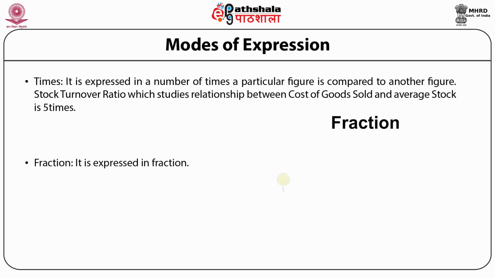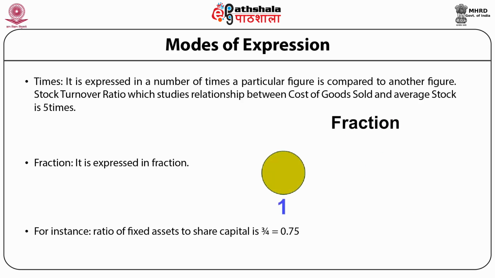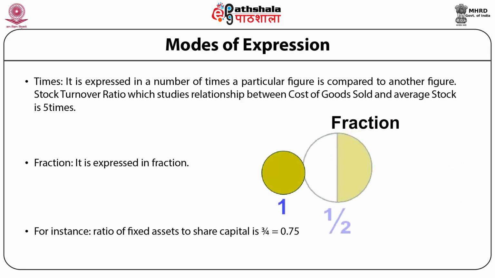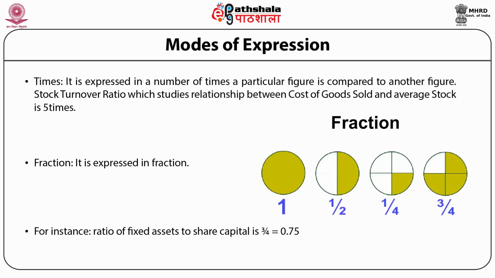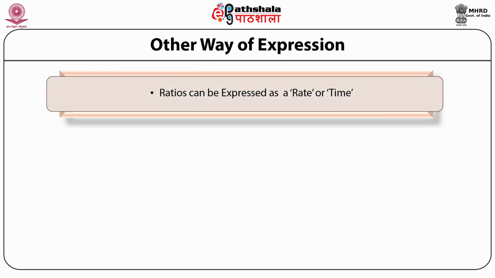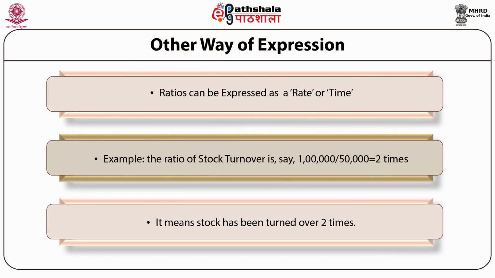Next, fraction. For instance, the ratio of fixed assets to share capital is 3 by 4, that is 0.75. Other way of expression. Ratios can be expressed as a rate or time. Example, the ratio of stock turnover is, say, 1 lakh divided by 50,000, which equals 2 times. It means stock has been turned over 2 times.